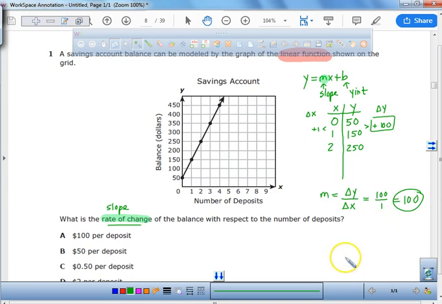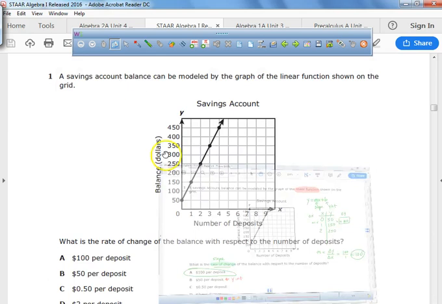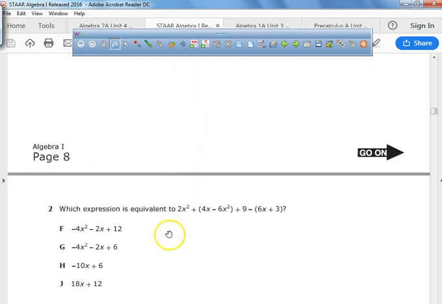So what is the slope, or the rate of change? 100 per deposit. See that $50 right there? You know what the $50 represents? It does represent something in the problem. That represents the y-intercept. Okay? So in these problems, you'll always have a couple of answers that will have something to do with the problem. Okay, that's the y-intercept. Answer 1 is A. Let's go on down to number 2.